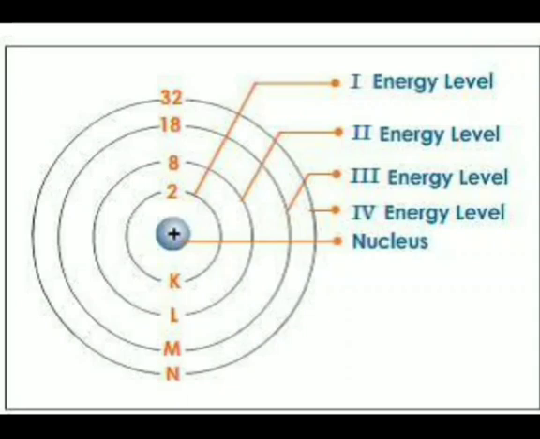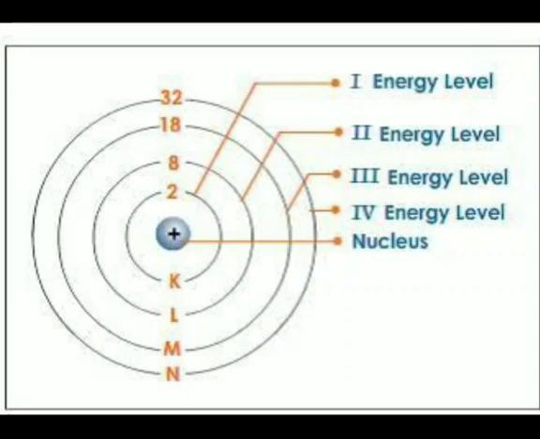And they have a fixed capacity according to the formula 2n². Okay, that means see, 2n², where n is equal to the number of the shell. The first shell is what? 1. So 2 into 1 squared equals 2. So the capacity of the K shell is equal to 2.